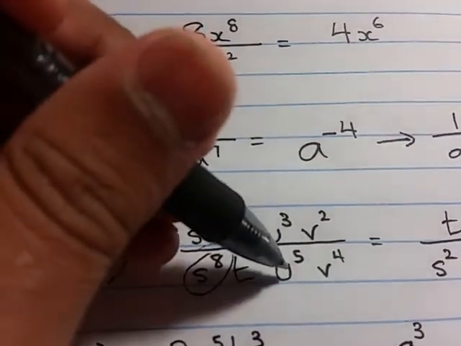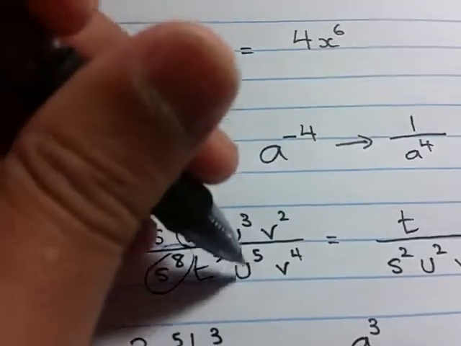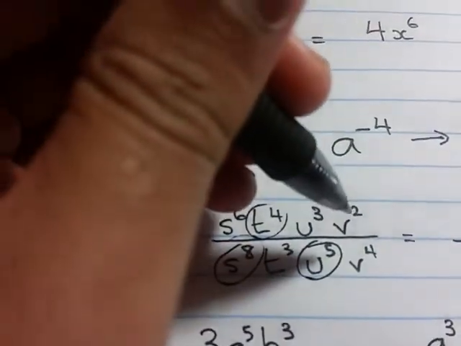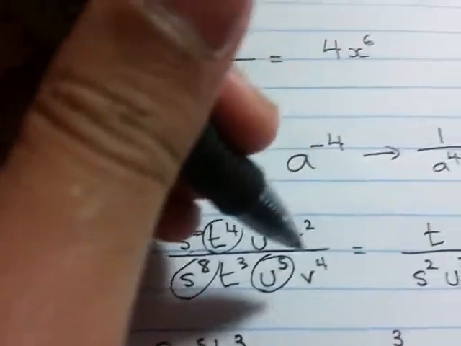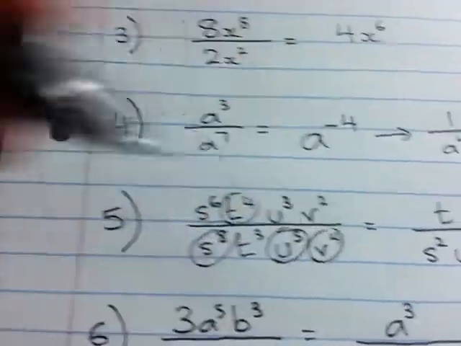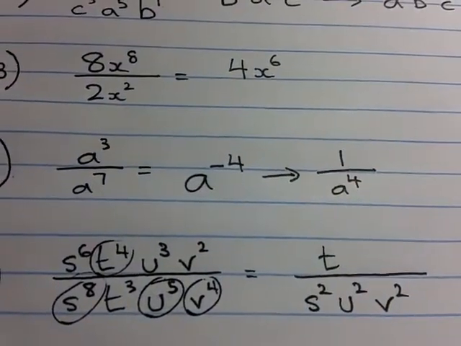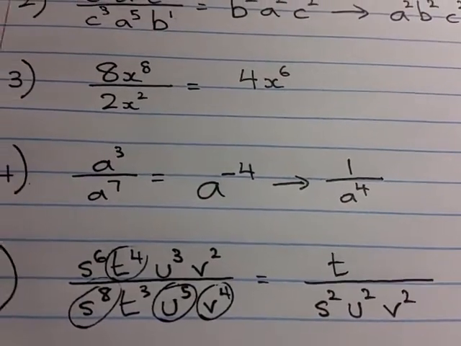u to the 3, u to the 5. 5 minus 3 is 2. Where is it bigger? At the bottom. And v to the 2, v to the 4. 4 minus 2, giving you v to the 2. Where is it bigger? At the bottom. So therefore, t over s to the 2, u to the 2, v to the 2.